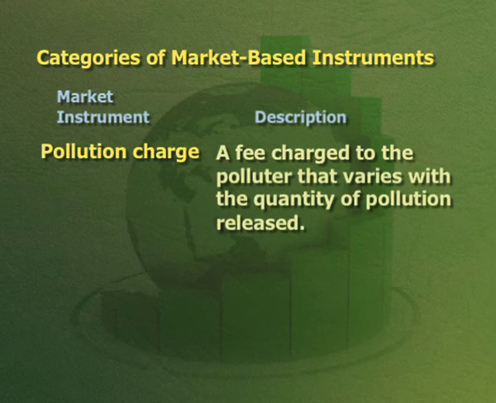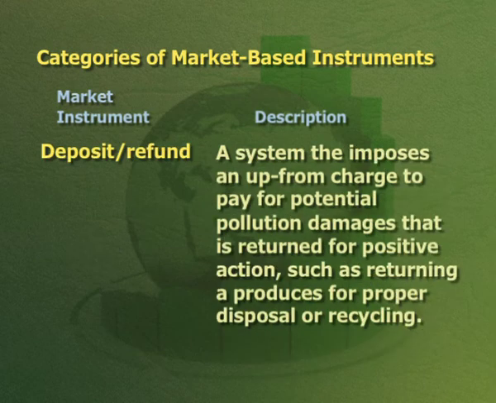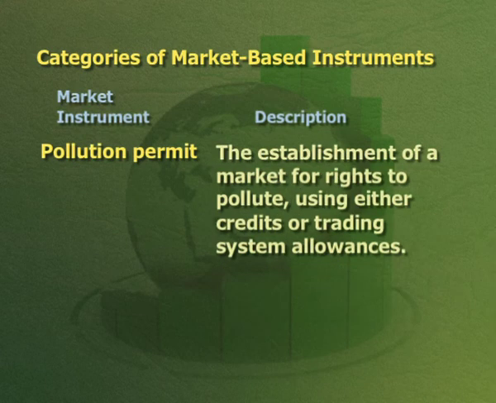Pollution charge, a fee charged to the polluter that varies with the quantity of pollution released. Subsidy, a payment or tax concession that provides financial assistance for pollution reductions or plans to abate in future. Deposit or refund, a system that imposes an upfront charge to pay for potential pollution damages that is returned for positive action, such as returning a product for proper disposal or recycling. Pollution permit, the establishment of a market for rights to pollute using either credits or trading system allowances.